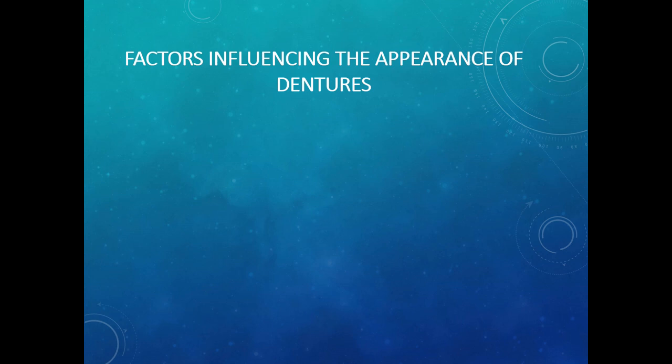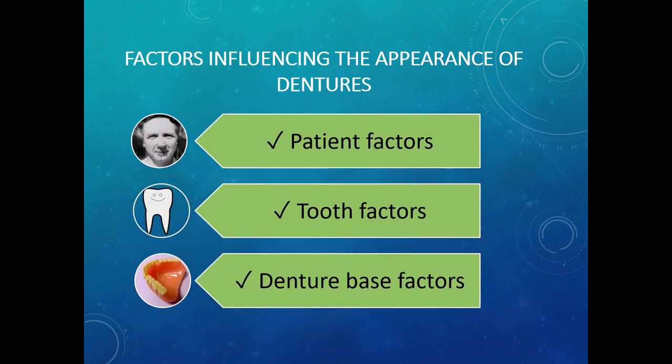Now, coming to complete denture aesthetics, let us see the factors influencing the appearance of complete denture. So basically there are three factors, that is the patient factors, the tooth factors, and denture base factors. Now, we have already said in the introduction, the complete denture prosthodontist has got more to do with the beauty of a face than any other beauty specialist. That is, the appearance of the entire lower half of the face depends upon the dentures. Now, let us see these factors in detail.